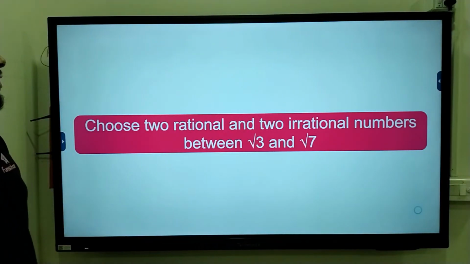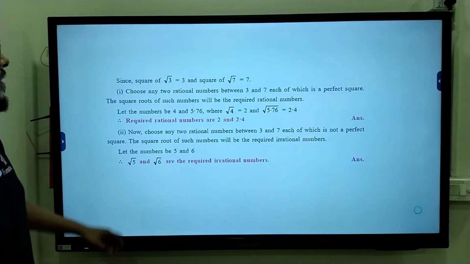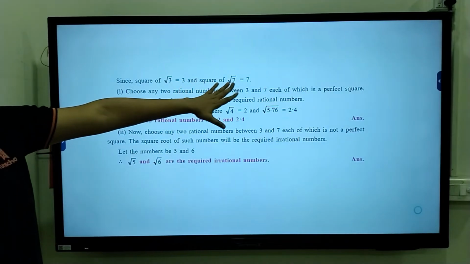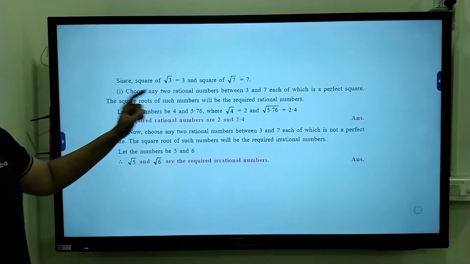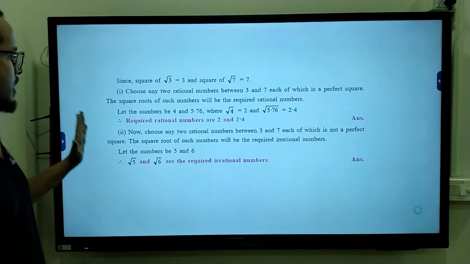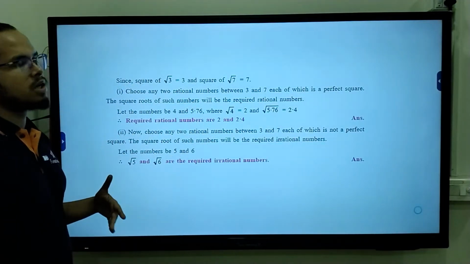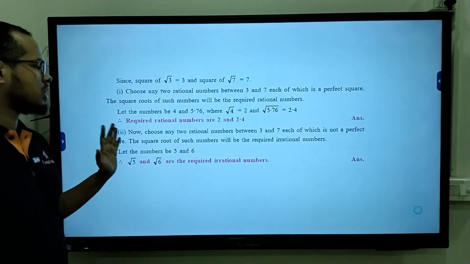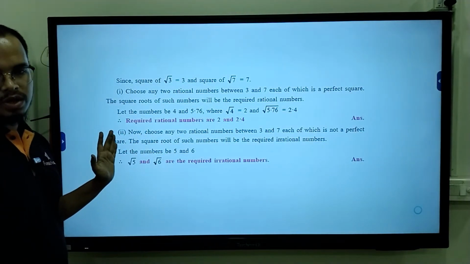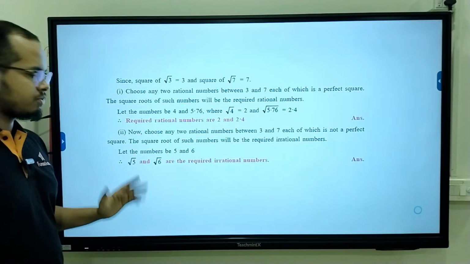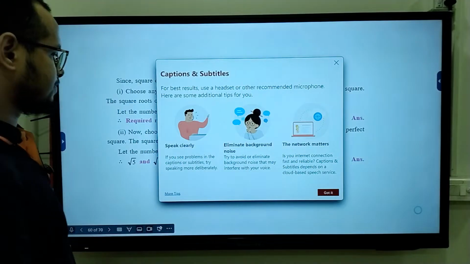Now choose two rational numbers and two irrational numbers between root 3 and root 7. Let's do this. So root 3 square is 3, root 7 square is 7. So choose any two rational numbers between 3 and 7, and which will give us a perfect square. See, this kind of questions are very self-explanatory. You just read this, you'll understand. You will have a very good concept of what we are finding out. Okay, nothing else we have to do. Just read this, you'll be finding out everything that is to be done.